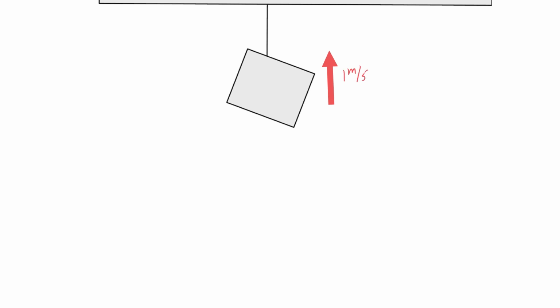Sorry, 1 meter per second squared. So the box is being accelerated upwards at 1 meter per second squared. The box has a mass of 15 kilograms. I'd like to find out what tension will be required in the string in order to accelerate the box upwards.